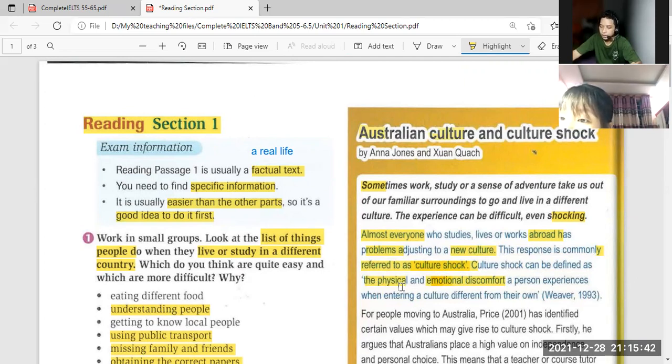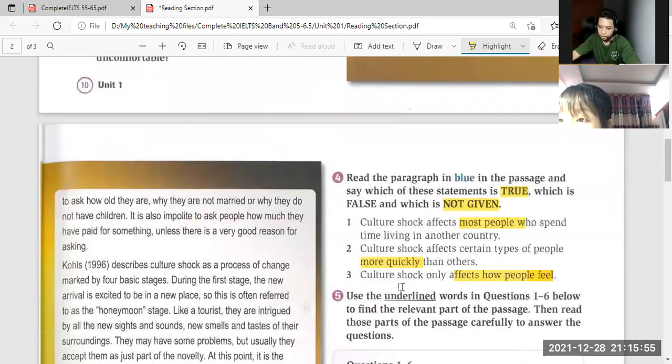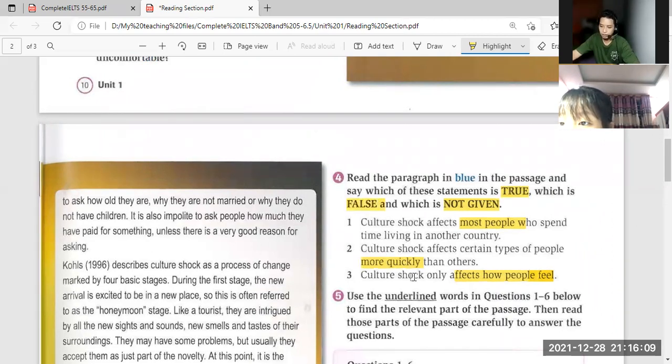No. Okay, physical is like your body. So not only your feeling, but also your body, everything. And it says in here, culture shock only affects how people feel. Do you think it's true, false, or not given? It is false. Can you say it is false? False. Yeah, because culture shock can also affect the physical, or the body, of a person. Do you understand? Yes. Nice, perfect.